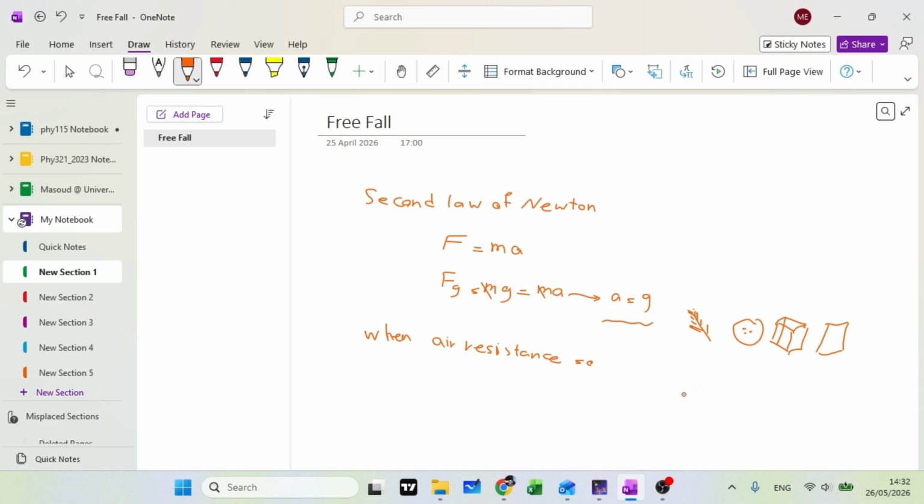Because, of course, when we have a paper or a feather, they fall down floating on the air, going down gradually, while a ball or a book goes down very fast. But when we don't have any air resistance, there is no difference between these four objects. So the point of this question is, first, Newton's second law, and second, the air resistance, which is zero here in free fall.